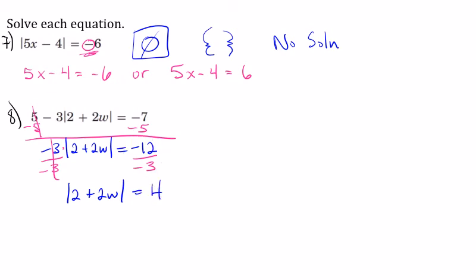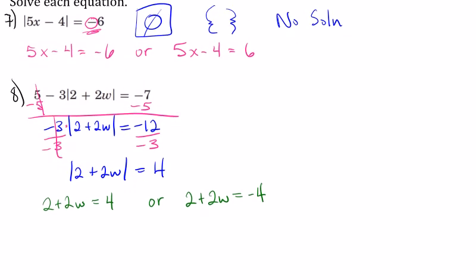So now this absolute value equation can work, right? Before it looked like it was equal to a negative. But I don't want to jump to that conclusion until I isolate the absolute value. And now I can say, oh yeah, this is equal to a positive. And so we can split it up. We can say, all right, 2 plus 2w can equal +4, or 2 plus 2w, this inside expression, can equal the opposite of 4, or -4. Okay? And then we just solve from here.